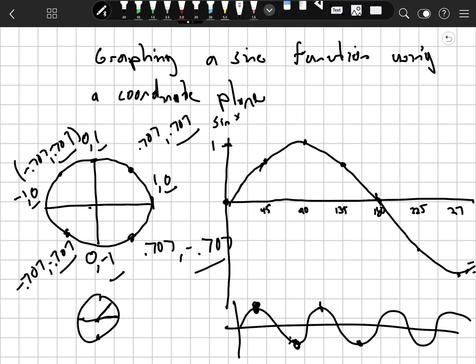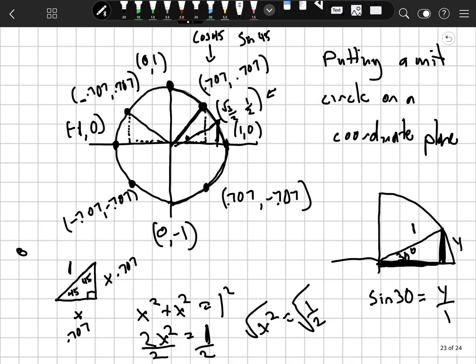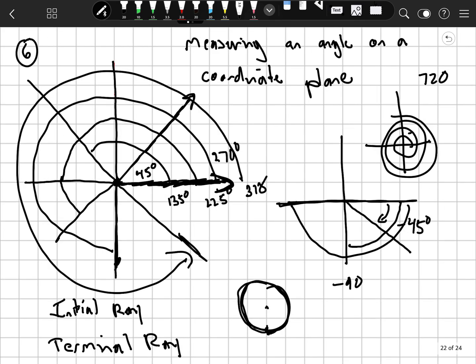So another use for the coordinate plane, you're actually putting information from the unit circle onto a sine curve. So three things: we did the sine curve, we did the unit circle, and we did how to plot an angle on the coordinate plane. There is really a lot to this, so plan on learning a little bit more about this in more depth. Thank you very much.